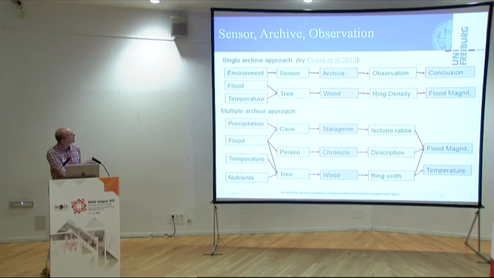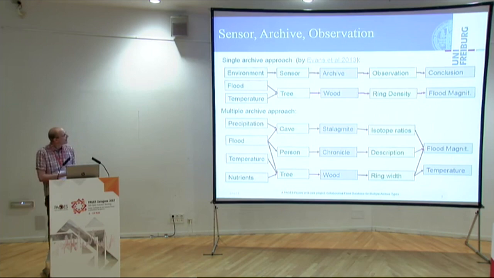that a sensor is looking for. The sensor writes into the archive, and then the scientists do the observation and come to some conclusion about the environment some time ago. For example, if we have a flood, the tree looks for the flood somehow, writes its information into the wood, then you look maybe for the ring density, and then you can estimate how large the flood was. But the temperature or the precipitation also goes inside, so this is maybe just a guess, or just a near approximation.